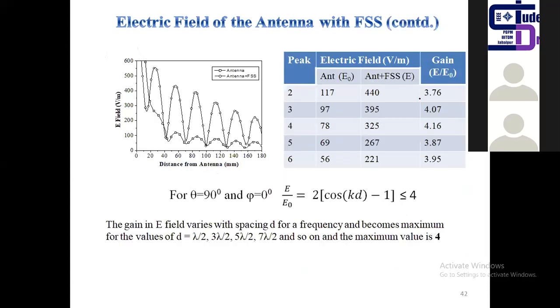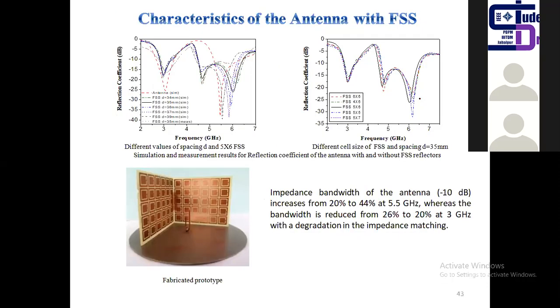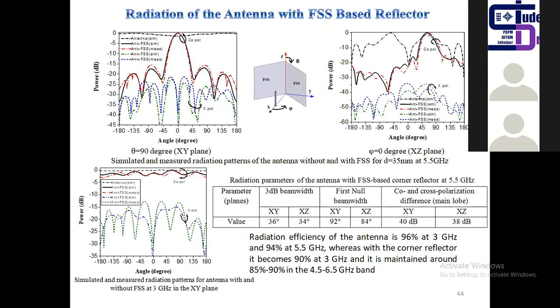But the important thing is the electric field. The electric field of the monopole antenna was in the range of some 97 or 78 V/m. But once you put the FSS, it goes fourfold due to the image theory. That means with the FSS, it behaves like a metallic corner reflector at the frequency of resonance. So you can have multiple images. So instead of discussing all these things, I'll just give you a brief on how to use the corner reflector.